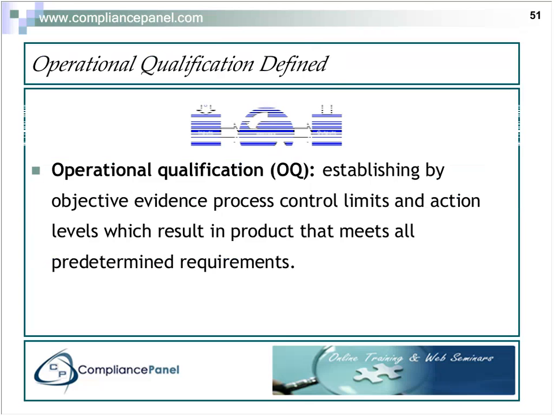So the next phase, now that we have the equipment properly installed and we know that it's working properly, is OQ. OQ is establishing by objective evidence the process control limits. So we're actually going to set up the process controls during this phase, and the action levels which result in product that meets all of our predetermined requirements. The key here is to establish what these requirements are for the process and that we in fact can meet them with the equipment that we have in place.